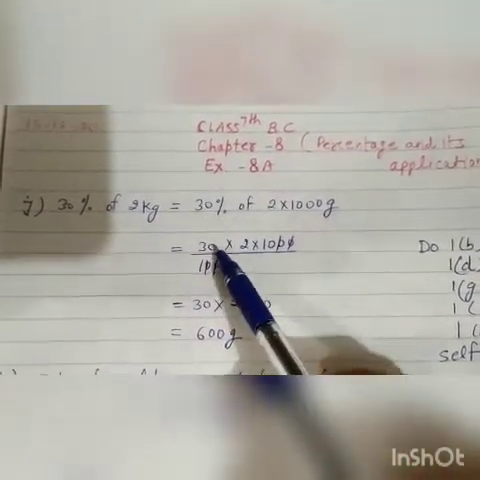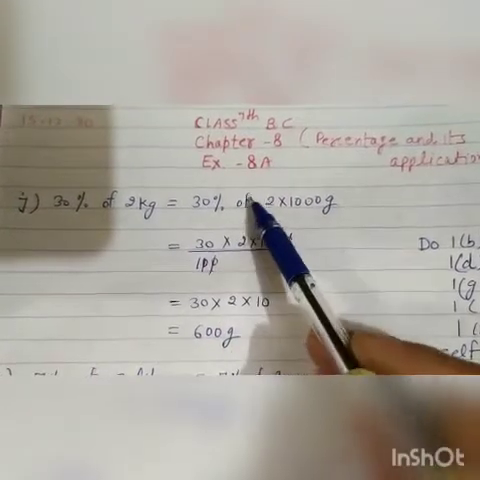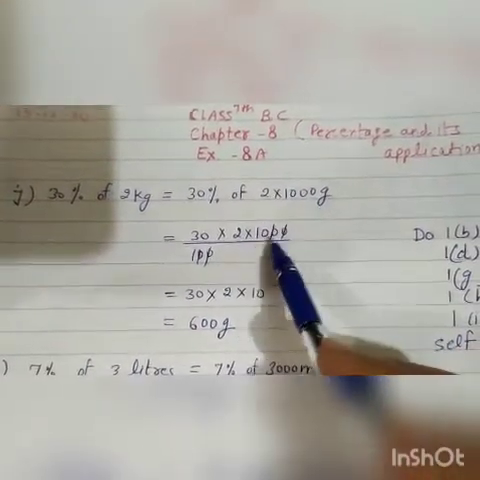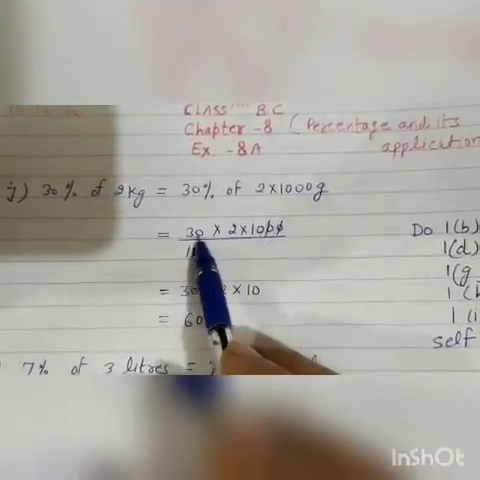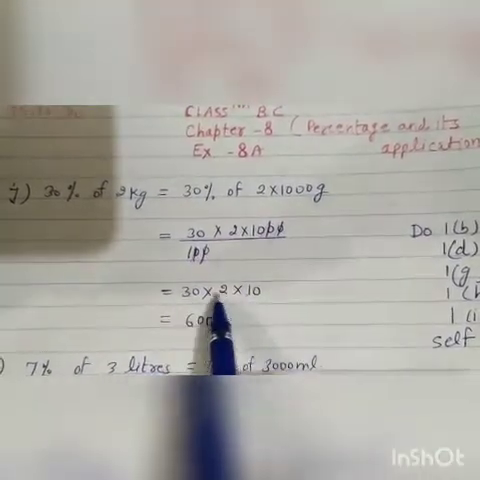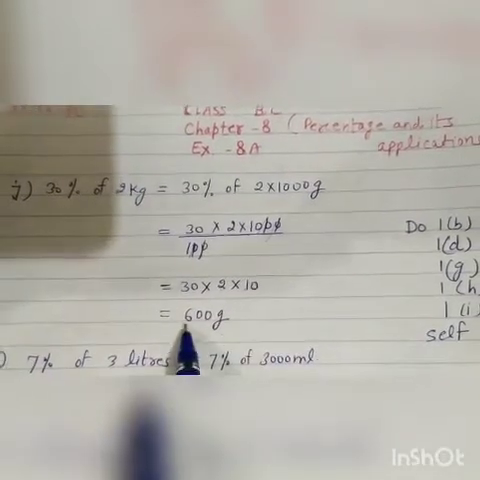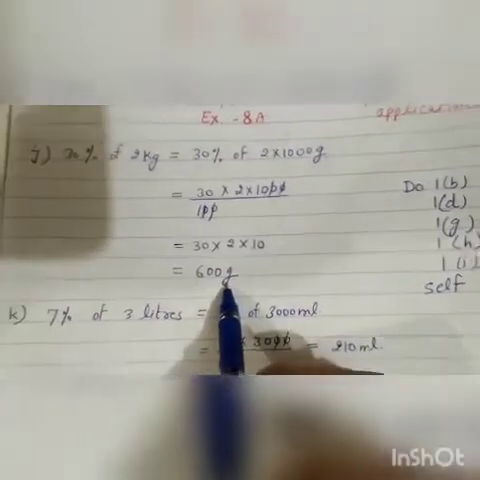Now 30% means 30 upon 100. Of means multiply 2 into 1000. 0, 0 cancel. 0, 0 cancel. 30 into 2 into 10. 3 2s are 6. 60 10s is 600 gram. Next part K.